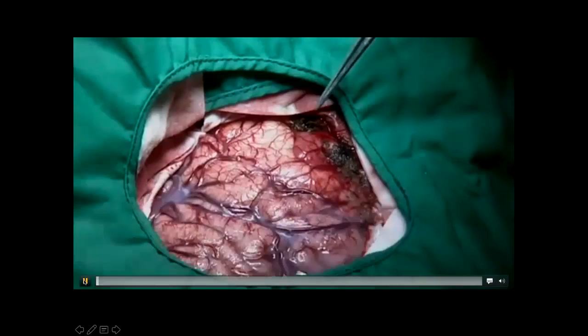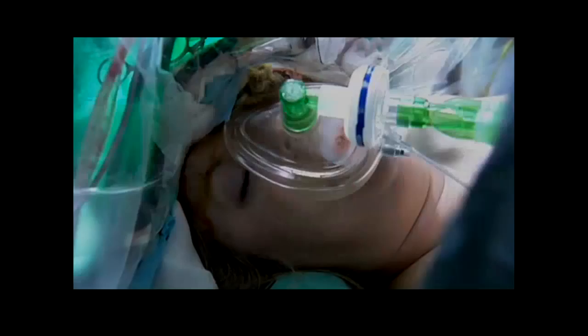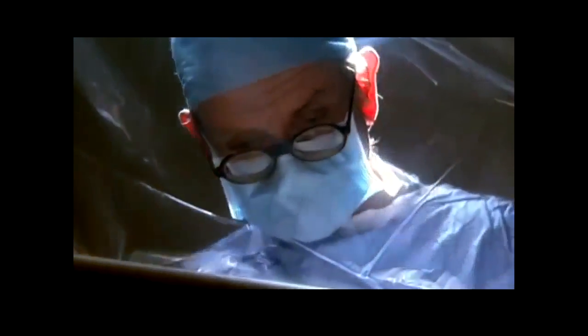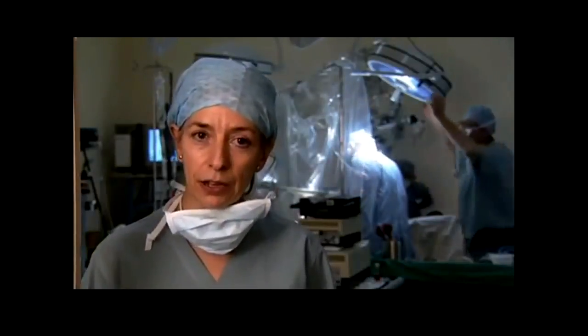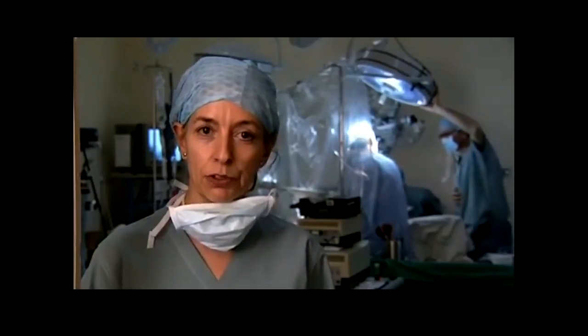Because the tumor is near a region of the brain that is involved in language. Damage a vital area, and Sarah might never speak again. To avoid this happening, Henry has to do something extraordinary. We've been going now for about an hour, and the critical phase is coming where they're going to have to remove the tumor. In order to do that, Sarah has to be awake. Sarah? Sarah?